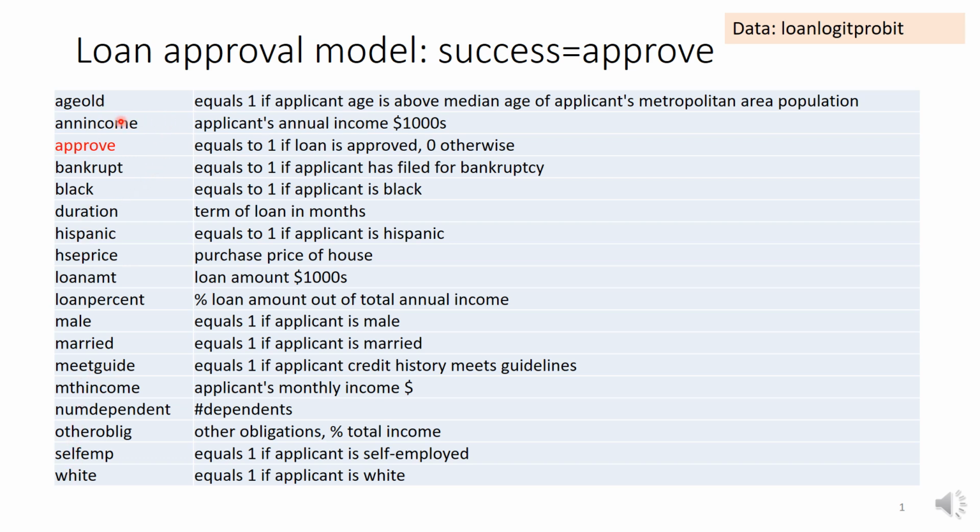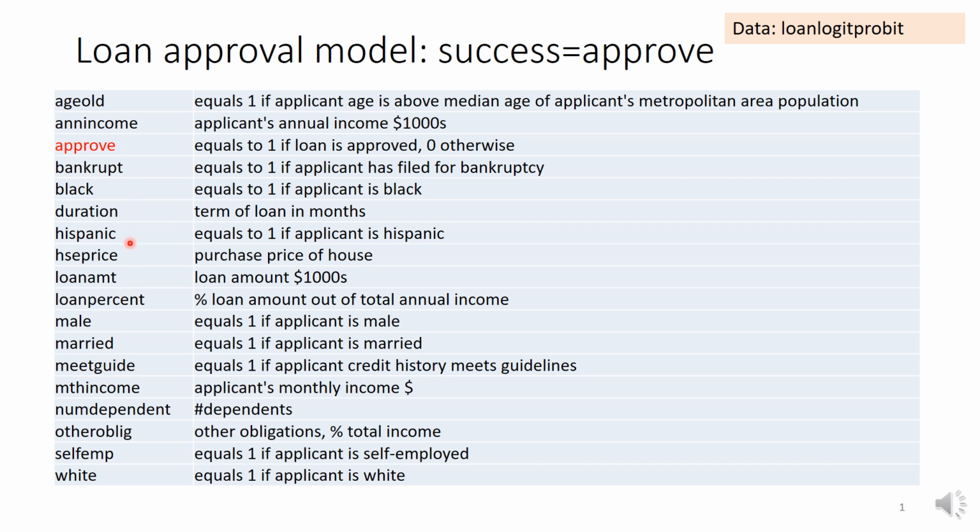For instance, whether the applicant is old, meaning above the median age, equals 1. Also, it may be dependent on income. Maybe the person has applied for bankruptcy before, whether the person is black, what is the term of the loan. So if the person wants a longer term for the loan, would it affect the probability of the loan being approved, for instance, okay?